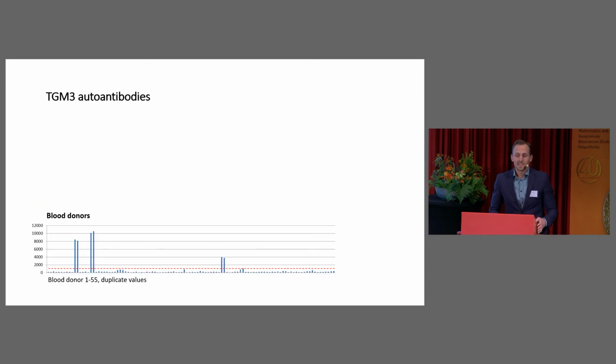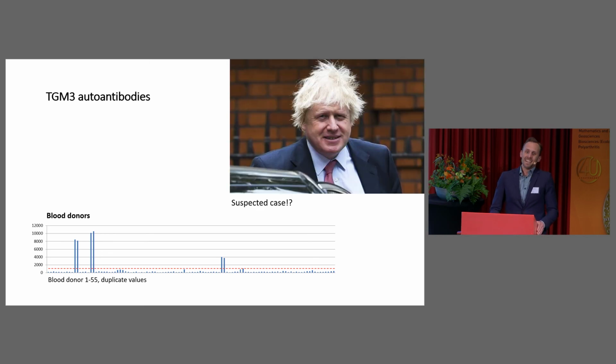So at this point, we can only say that around 1 out of 10 individuals walking the streets have these autoantibodies against TGM3. Who are these individuals? At this point, we can only speculate regarding their phenotype.